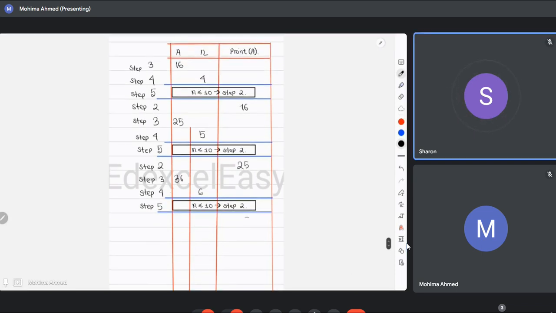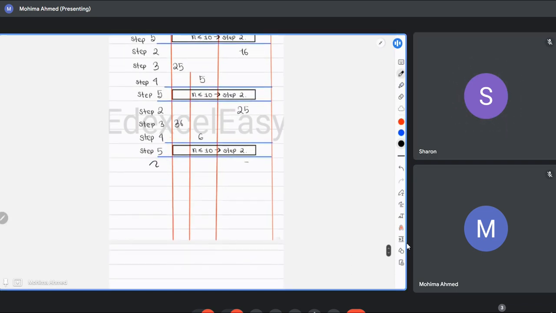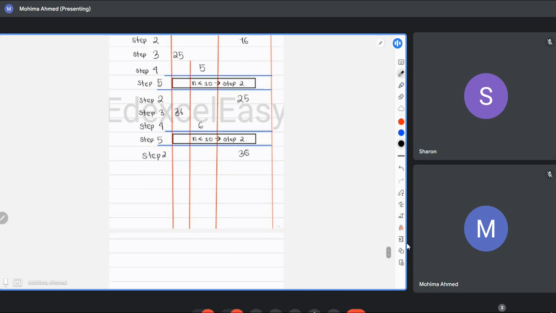No problem, teacher. Okay, then I will continue. I mean, this actually doesn't have anything changed, right? I'll just have to continue this until or unless I get the value for n as 10. So, which is going to be step 2. That's again going to print A, that is last value for A was 36.